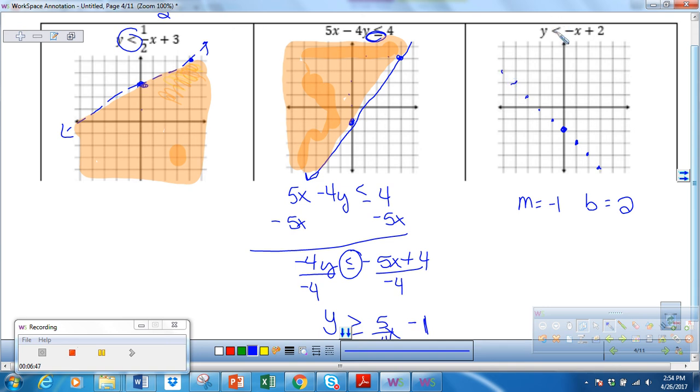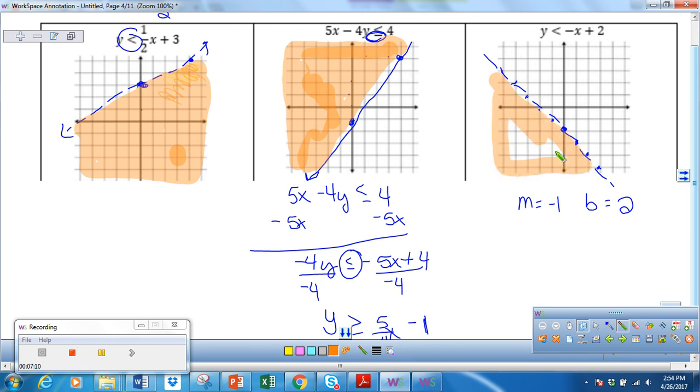Now, because this is just less than, I am going to do a dash line. That's a dash line because it's just less than, it's not less than or equal to. And because it's less than, we're going to go below the line. So going below the line, I get this. So every point where it's shaded is part of the solution.